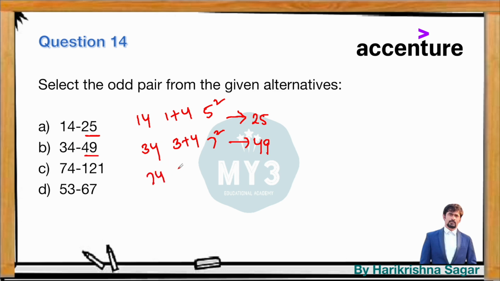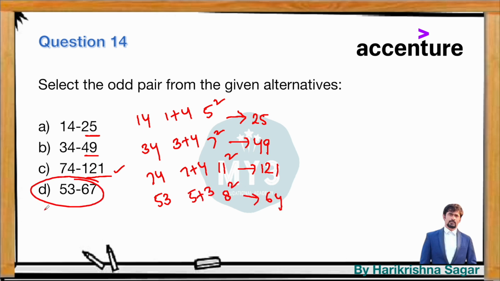And if you observe the next number, 74, 7 plus 4 is 11. 11 square is 121. They have given it correctly here. If you look at the last one, 53, 5 plus 3 is 8. But 8 square is 64. They have given 67. That is the reason the odd man out is option D here.